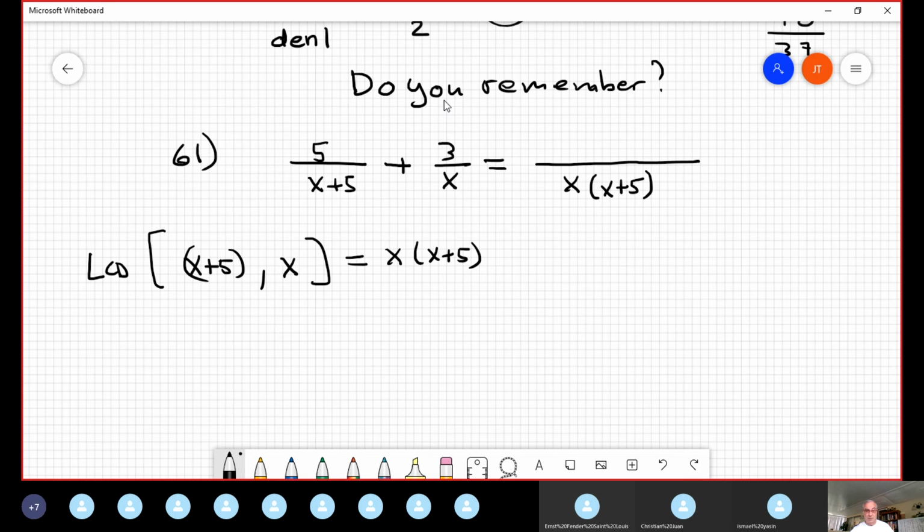Do you follow me? You consider x plus 5 like one package, and x is another package. Now I divide x times x plus 5, the least common denominator, by denominator number 1, which is x plus 5. It's obvious that the x plus 5 cancels, and x stays. And x times 5 is 5x.